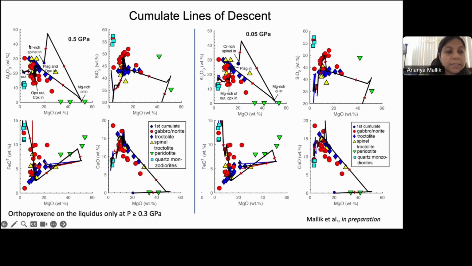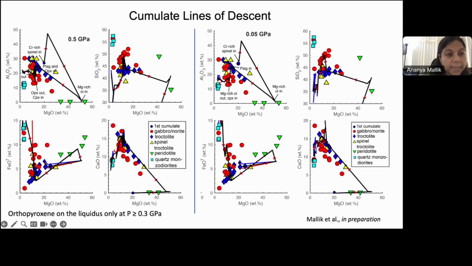All these different colored symbols represent the different Mg suite rocks that we know of. And this tiny black or dark blue circle is the first cumulate that would crystallize, so the starting point basically of these models. And then we also have these blue squares, which are the QMD compositions, just for reference here.